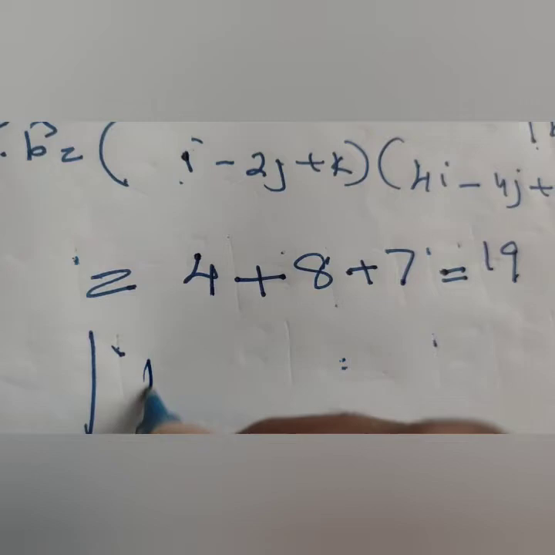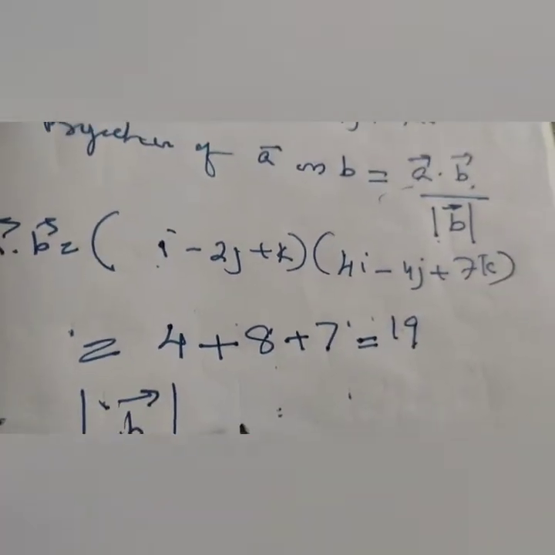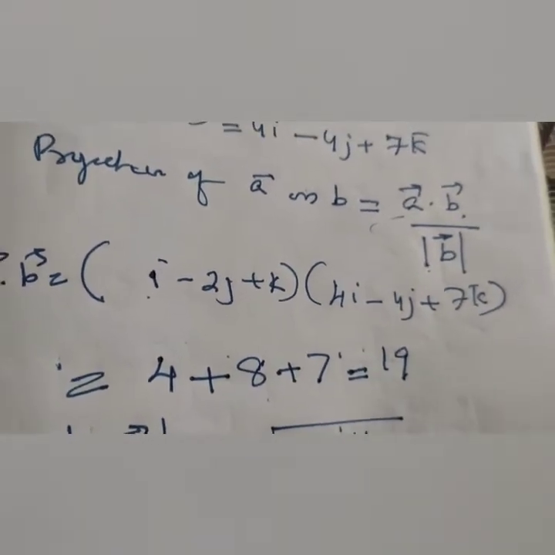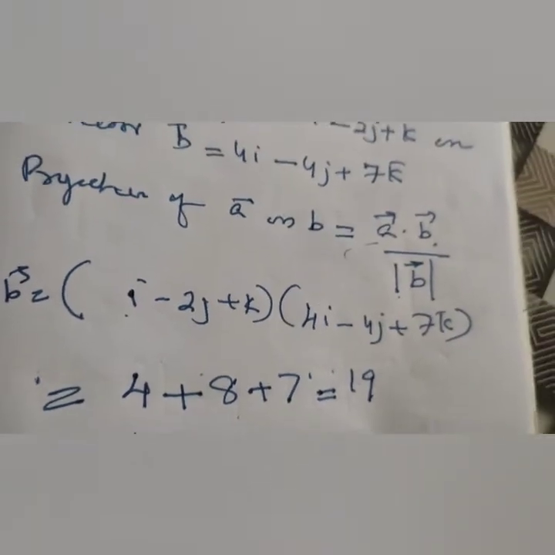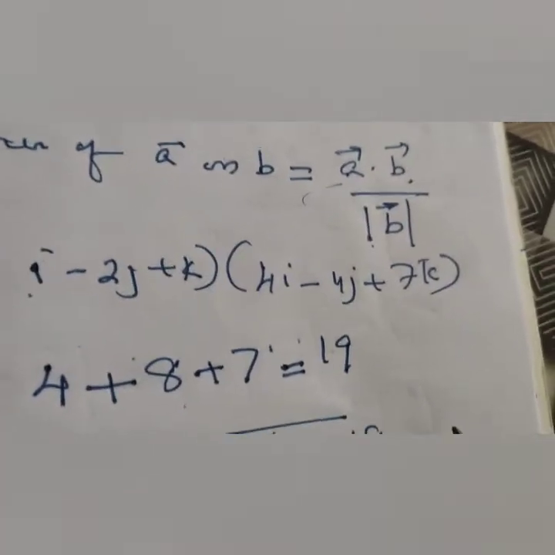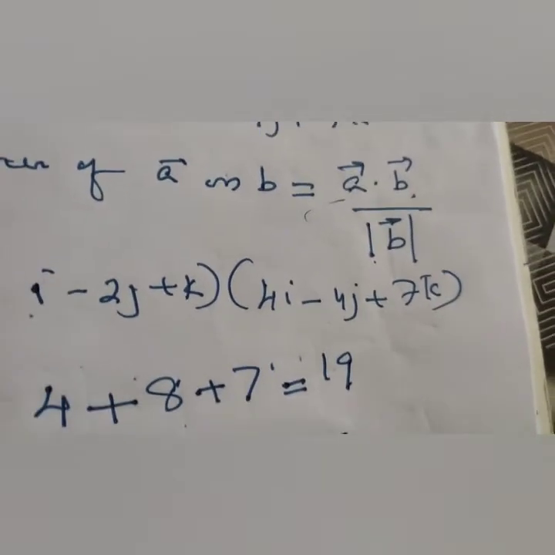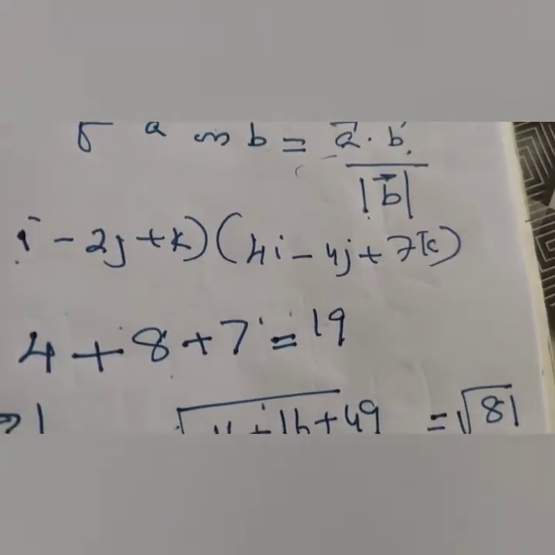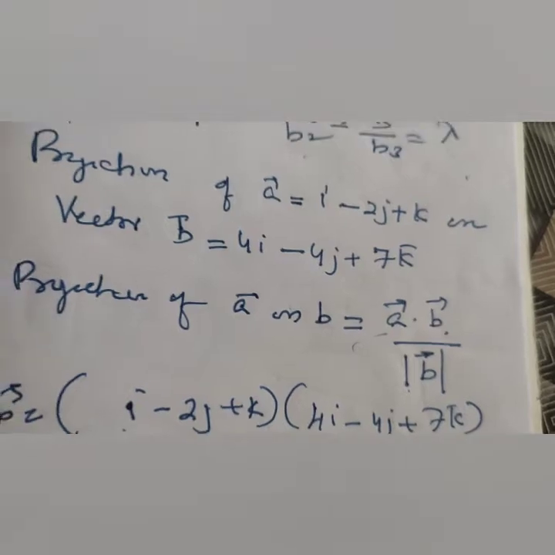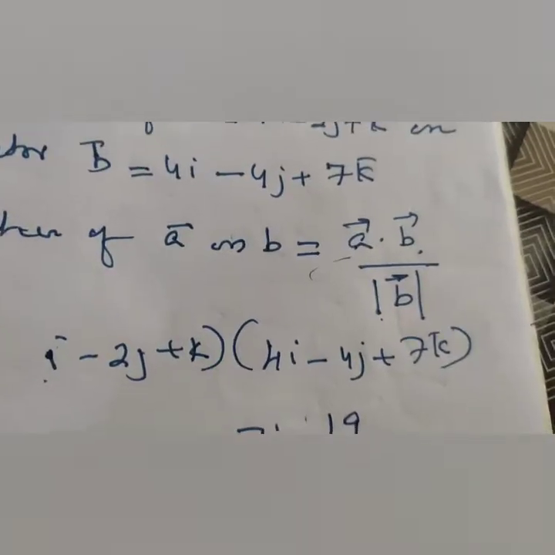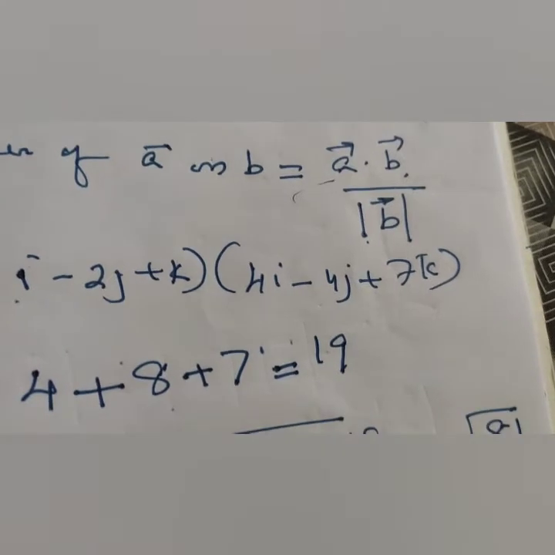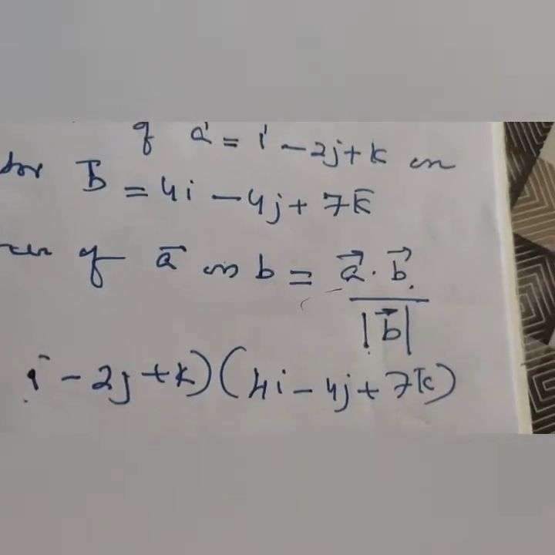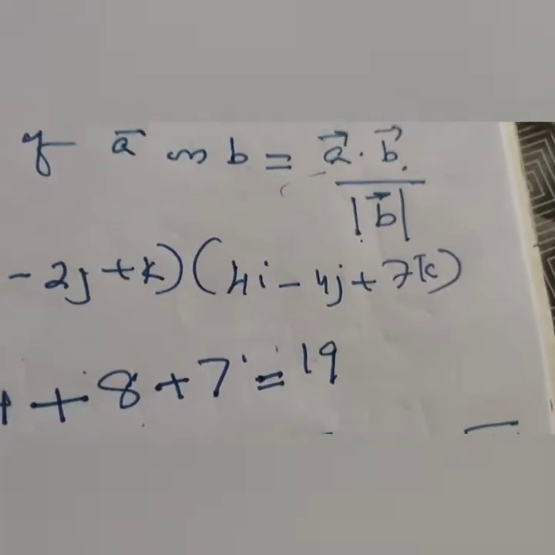Now, what is the modulus of B that we know? Modulus of B is equal to the square root of 16 plus 16 plus 49. The answer is 49 plus 32, which means it is the square root of 81, which is equal to 9. So you get the answer. Now what is the projection of A on B? Projection of A on B is equal to 19 by 9. So that is the projection of A on B.